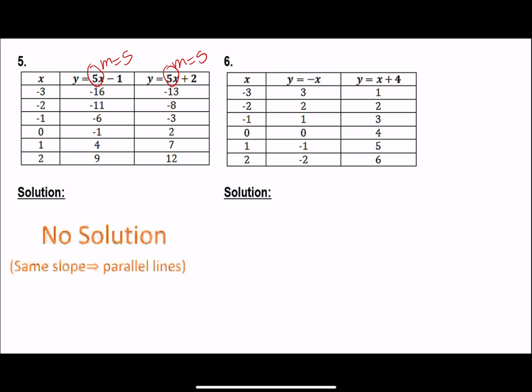So now number 6, let's do it. You'll notice that it's actually right here at -2, 2. Because both of our outputs are 2 when our input is -2. Your input and your output have to match.